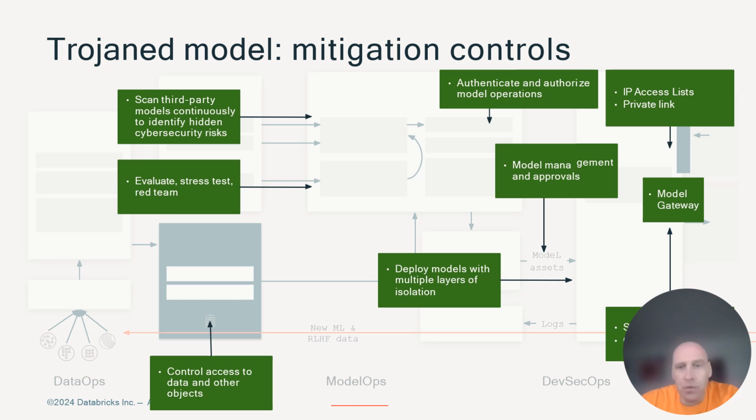You need to make sure you have model management and approvals. Nobody can just simply deploy a model. Somebody should be double checking and approving the model deployment. Deploy models with multiple layers of isolation. Again, you need to control access to data and other objects. You need to build model gateways, again, IP access lists and private links and things like that. So you guys need to think about, again, how models appear in your model library, how they're being trained, what data using, how we're preventing things from happening in the first place.